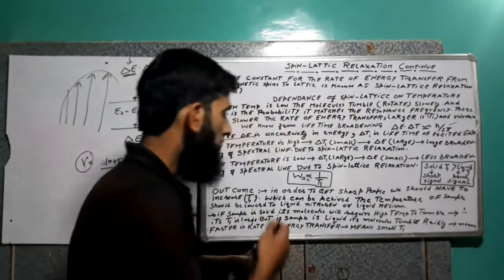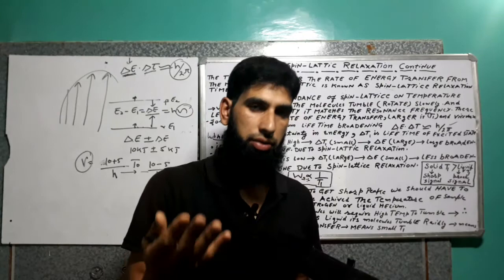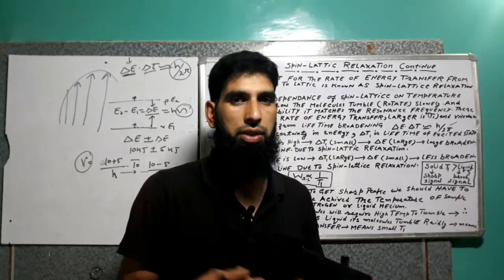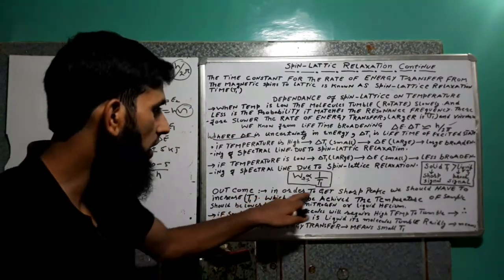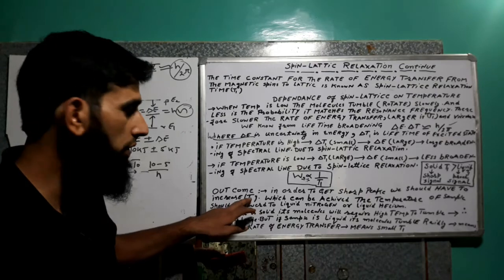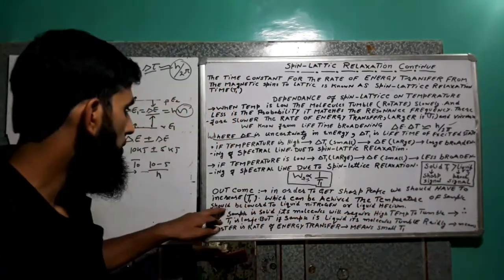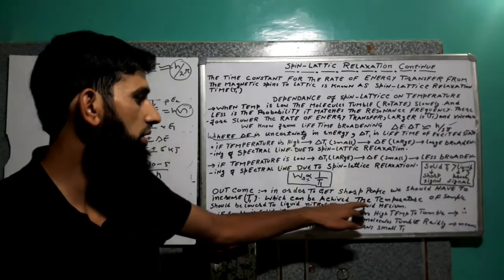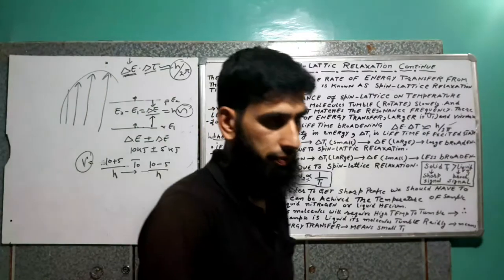Definitely. So we have to keep the temperature of our sample at liquid nitrogen or liquid helium. I have written this line: in order to get a sharp peak, we should increase T1. How will we increase it? This can be achieved if the temperature of the sample is lowered to that of liquid nitrogen or liquid helium.